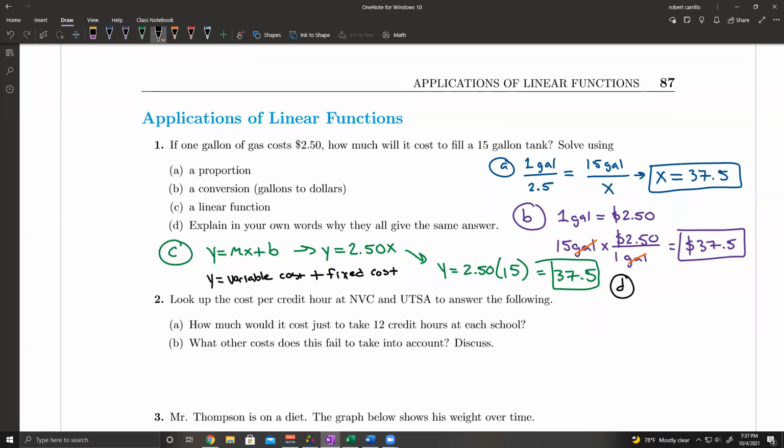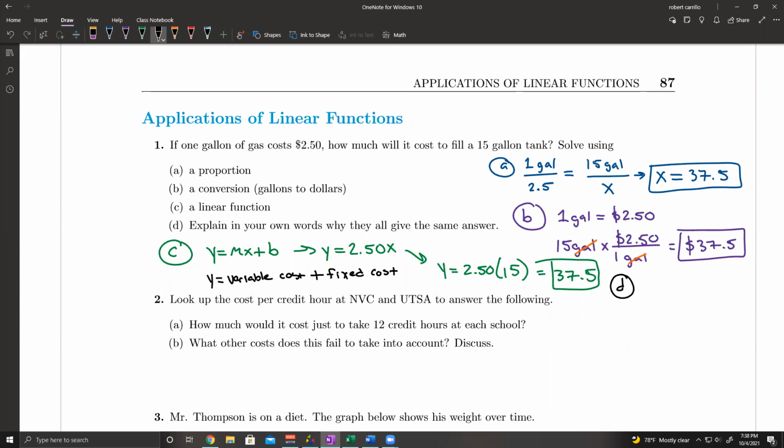I mean, because we're just multiplying the cost of gas by how many gallons of it. That's good enough for me. Yeah, because it's just a simple multiplication problem. So in the proportion, we're doing 250 times 15. In the conversion, you're doing 250 times 15. And in the linear function, you're also doing 250 times 15.